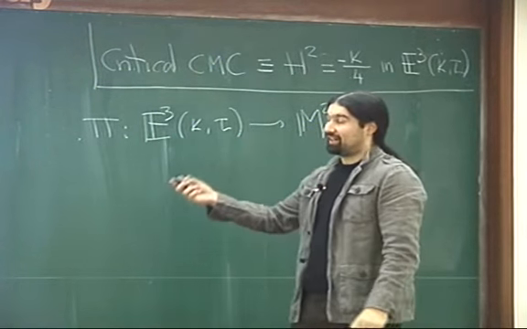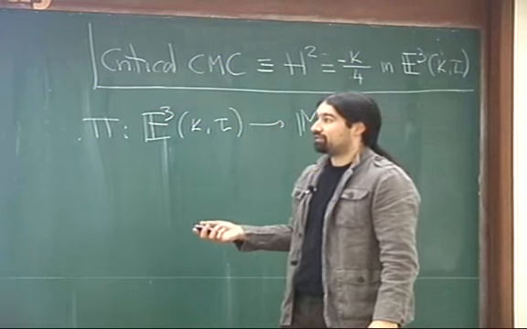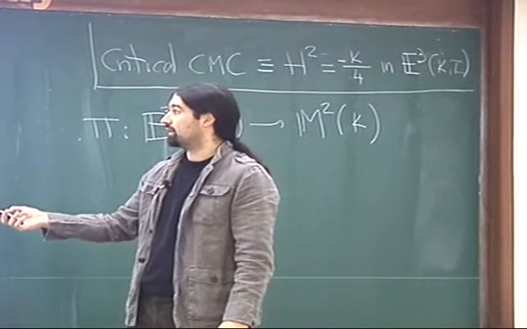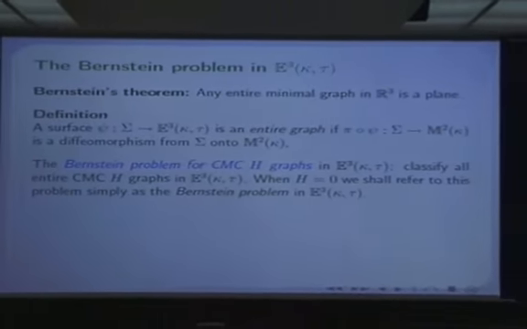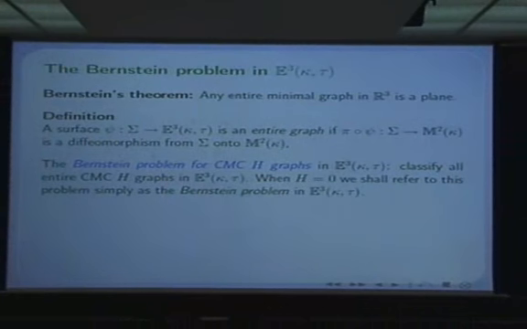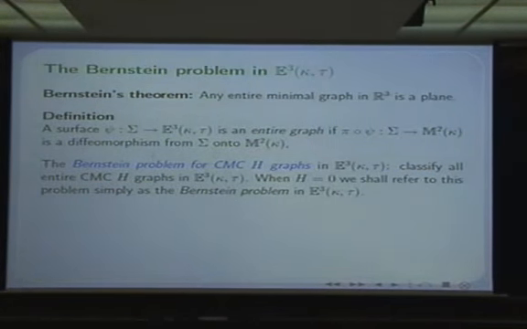So this acts like a projection, and you can simply define an entire graph to be a surface such that its projection onto the base space of the fibration is a surjective diffeomorphism. This is the natural definition that you can put here. Moreover, the vertical field is a Killing field, so you can do translations along the vertical direction. So everything works exactly like in R3, and this is the most natural definition.